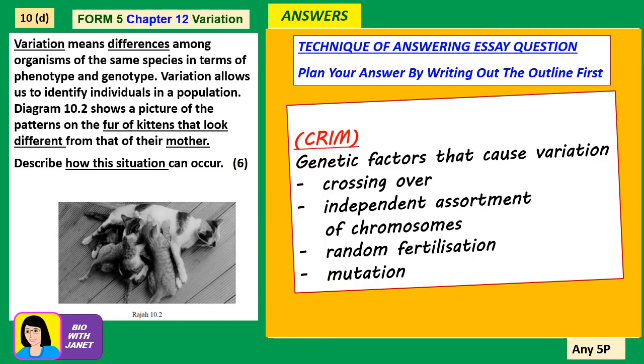So we have already written out the outline for this answer. CREAM, the acronym, and then genetic factors which cause variation are crossing over, independent assortment of chromosomes, random fertilization, and mutation. So we are going to plan our answer according to this scheme or outline.